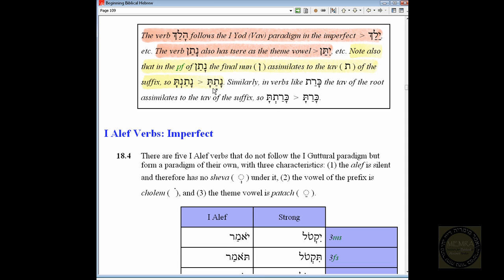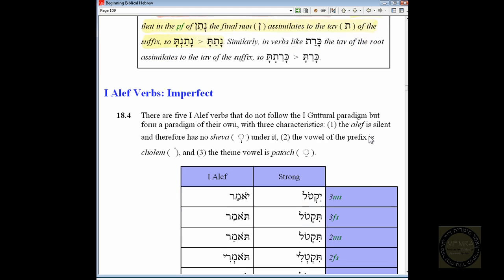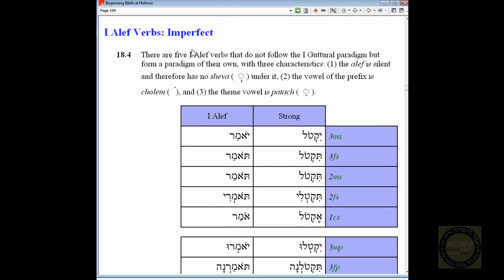So you read this note as well. In the natan and the perfect, the final nun will also assimilate into the perfect ending. So we won't have natan ta, we will have natat ta. Okay, so just keep this note in mind. It's important. He's giving you some weird ones. Karat, again, behaves oddly the same way too. So this note is important, and the piece of advice I just gave you about the tsere vowel underneath the prefix. First aleph verbs, imperfect.